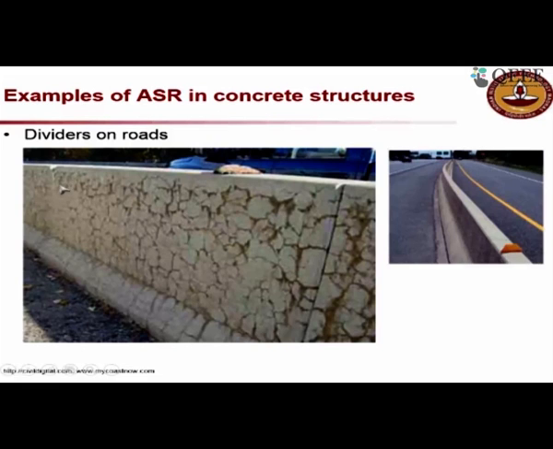If the cracking is due to rebar corrosion, then you would have a crack along the line of the rebar. Here you don't see any particular direction, which indicates that the cracking is because of some reaction within the concrete, not because of corrosion. When you say some reaction within the concrete, that means the reaction is happening everywhere in the concrete and you have cracks everywhere.